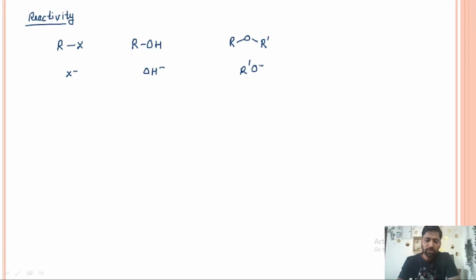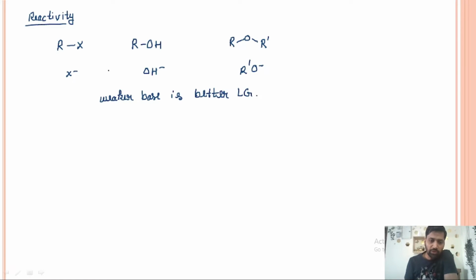And now you must know that the leaving group ability of any group is dependent upon its basic strength. Weaker the base, better will be the leaving group. This is the general criteria for the leaving group ability. Weaker base is better leaving group. All right. So now the leaving groups are X minus, OH minus and R prime O minus.